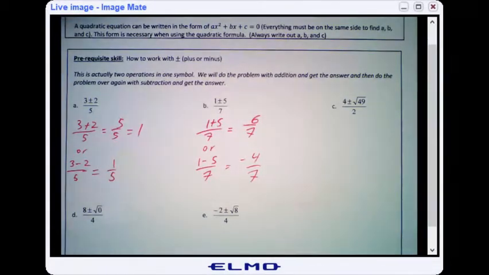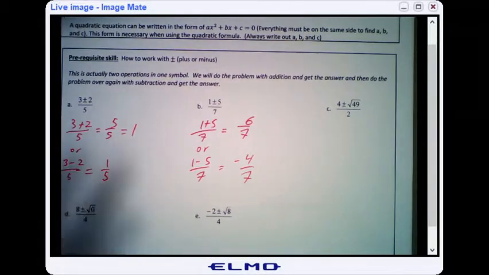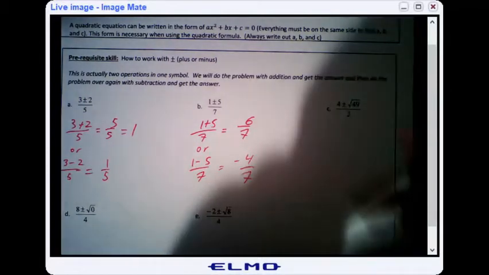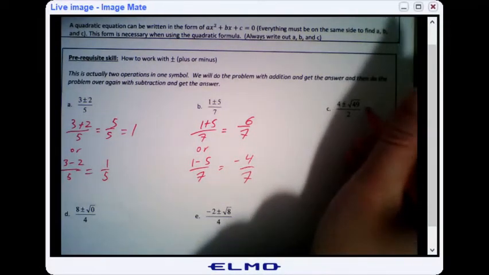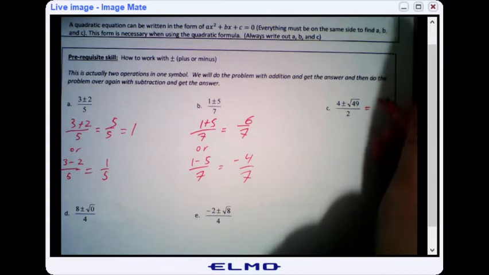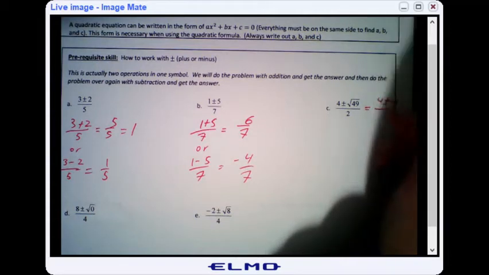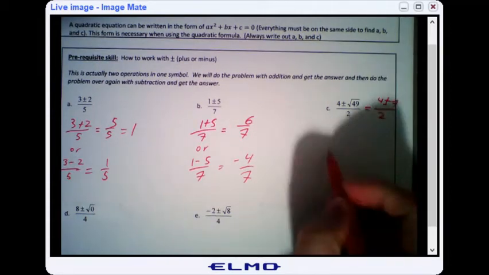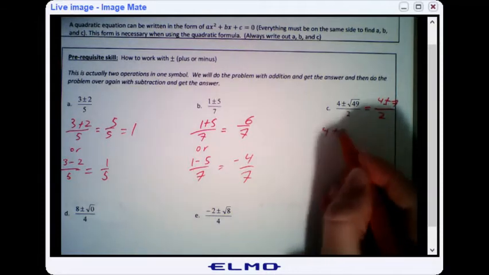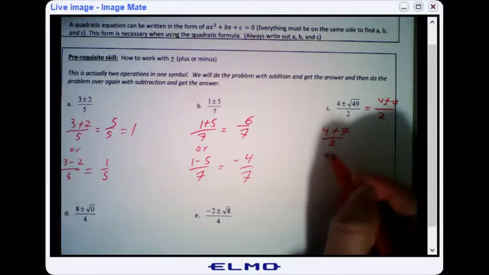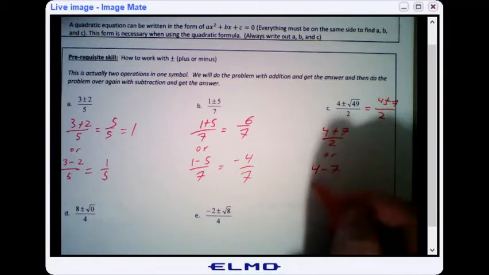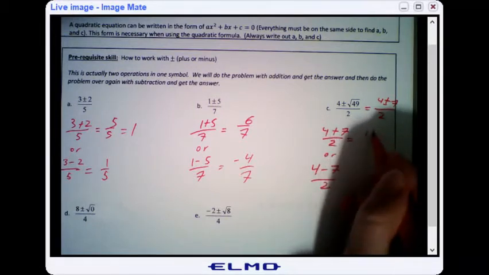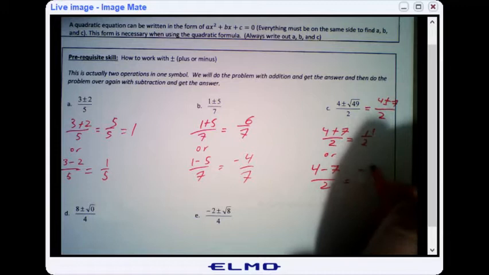For c, I've got 4 plus or minus the square root of 49 being divided by 2. Even before I split into my two problems, I always like to try and simplify that square root. So I know the square root of 49 is 7, so I can rewrite it as 4 plus or minus 7 over 2. And I'm going to split it into my two problems. So I'll have 4 plus 7 divided by 2, or 4 minus 7 divided by 2. That's going to give me 11/2, or negative 3/2.